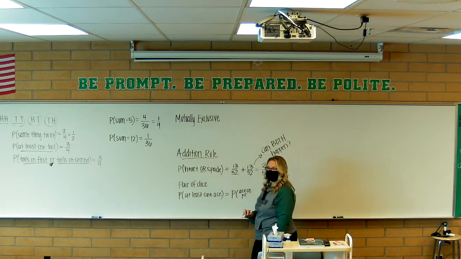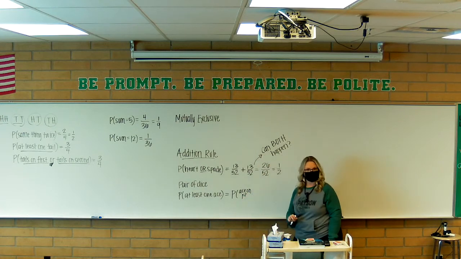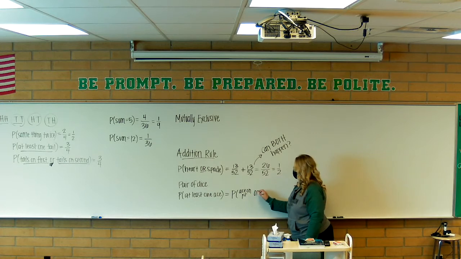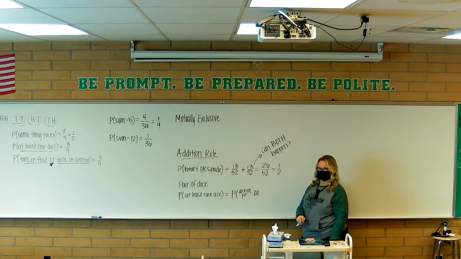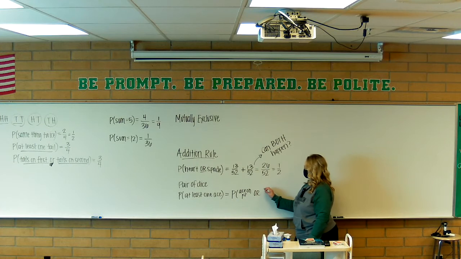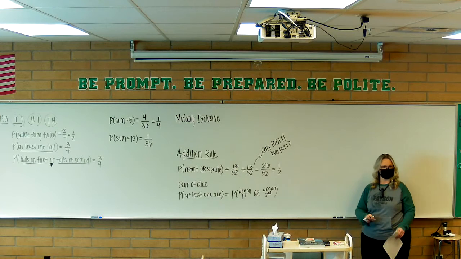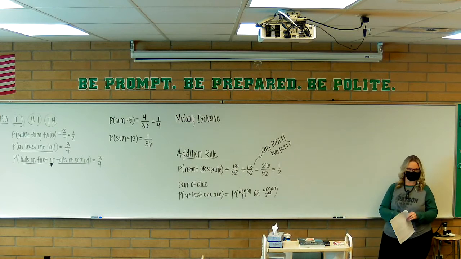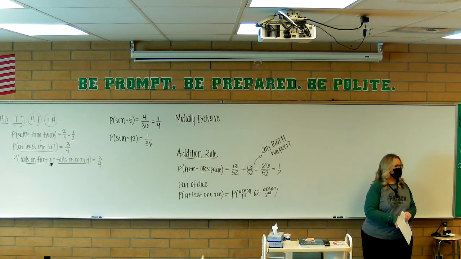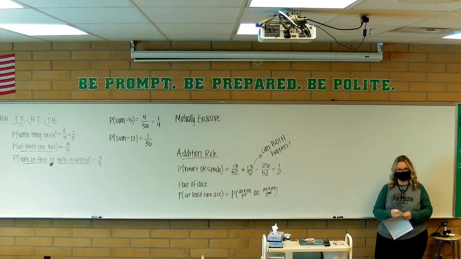Could get an ace on the first die. Agreed? Or, what's the other option? Get an ace on the second die. Is that the same as this? Yeah, asking the same question. Because I threw the word "or" in there, that means I can add the probabilities together.